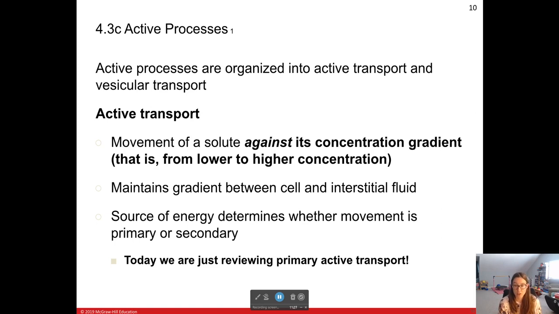The source of energy determines whether movement is primary or secondary active transport. Primary active transport is the one where ATP is the source of energy, and that's the one we are reviewing today. Secondary active transport, if you remember, is when we use the movement of one solute down its concentration gradient to power the movement of another solute up its concentration gradient, which is also a very important type of active transport, but we're not going to be talking as much about it in chapters 10 and 12. That'll be more in the kidney chapters later, so we're not going to review that right now. We're going to focus on the really relevant topics for the next chapter.